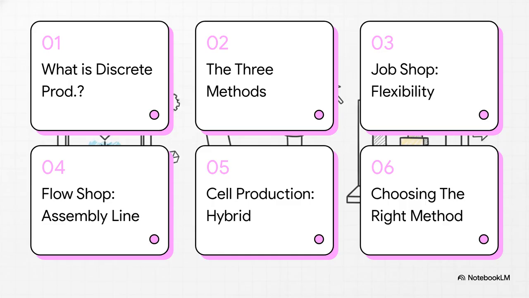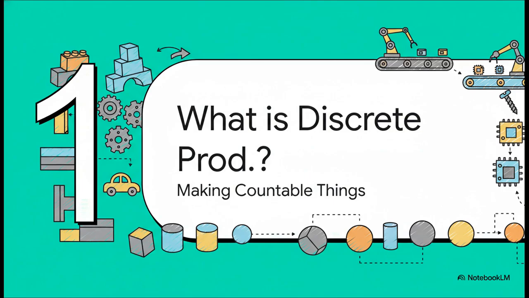So, here's our game plan for today. First, we'll get on the same page with a key concept that covers everything. Then, we're going to meet the three main characters in the story of modern manufacturing. And finally, we'll put them all side by side to see exactly how you choose the right tool for the job.